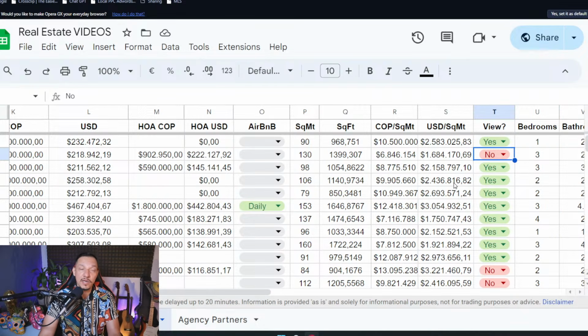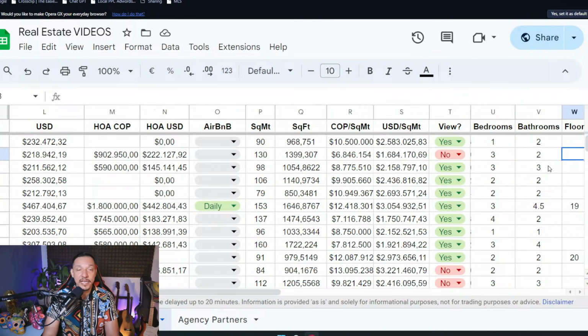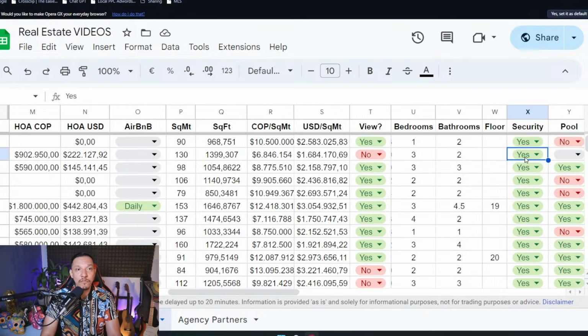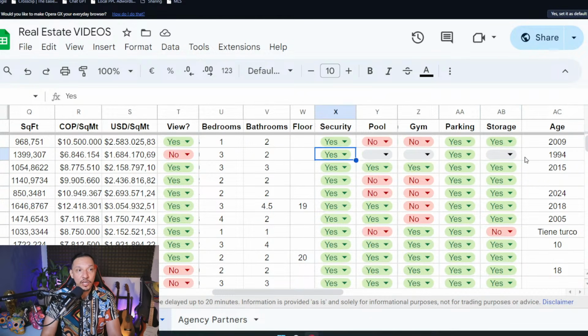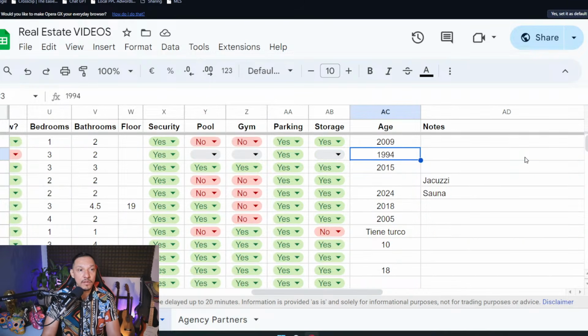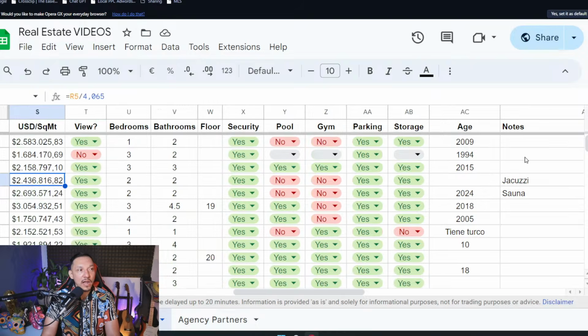I always put that because most of our clients want some sort of view, unless they're just pure investors and they want something near the touristy areas and views don't matter. It's just proximity to Provenza, Parque Lleras, Parque El Poblado. How many bedrooms, bathrooms, what floor, whether it has security, a pool, a gym, parking spaces, storage, and the age of the building, what year it was built, and any notes that I have, like it has a jacuzzi or a sauna, which a lot of buildings do have.